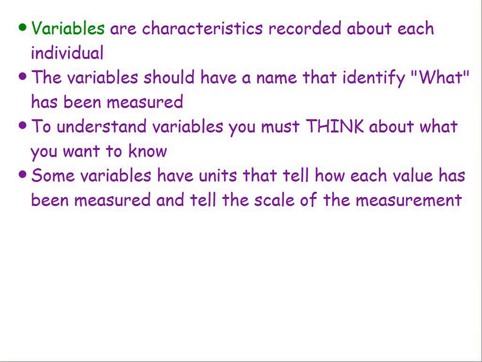So this is just some more information about variables. Variables are characteristics recorded about each individual, like we just said. The variables should have a name and identify what has been measured. If we're counting height, height is considered the name of the variable, and then the numbers for each person's height go with each person. To understand the variables, you must think about what you want to know.